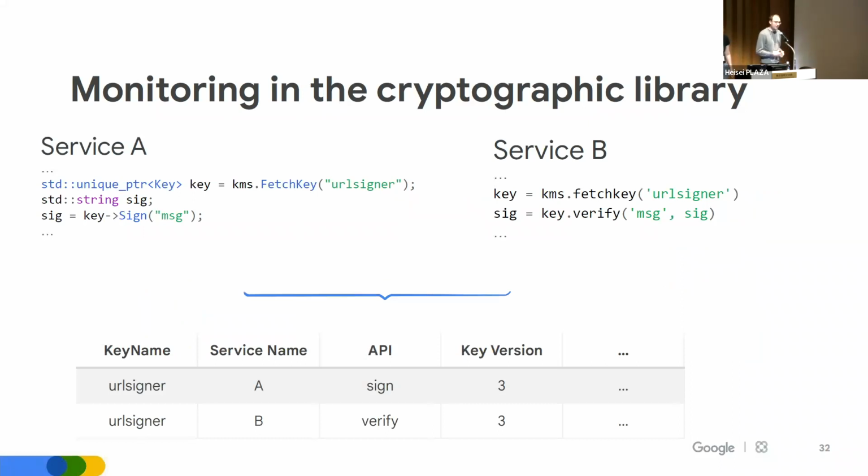So how does this look now? From a user perspective, if you have service A and service B, the nice thing is for them, nothing changes. The developers still fetch the key, they use the library, and they don't have to make any changes. But on the back end, we now get the information in which state the key set was when they did a certain cryptographic operation.